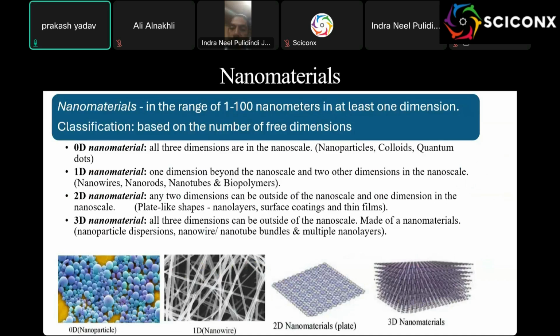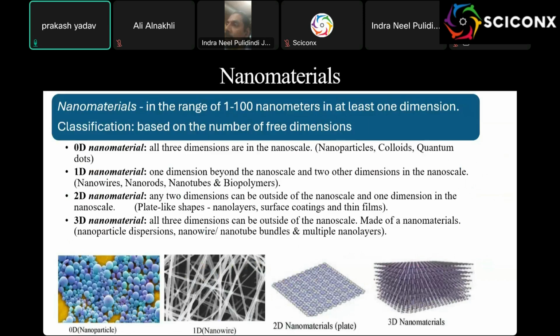No axis is free. Particles are not free to move around anywhere; they move only within this confinement region. That's why nanoparticles, colloids, and quantum dots are examples of 0D nanomaterials.